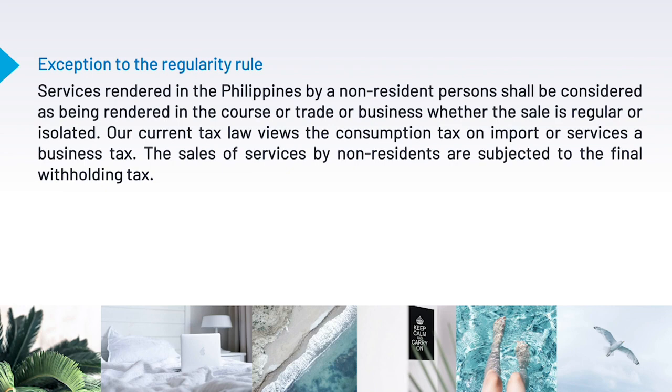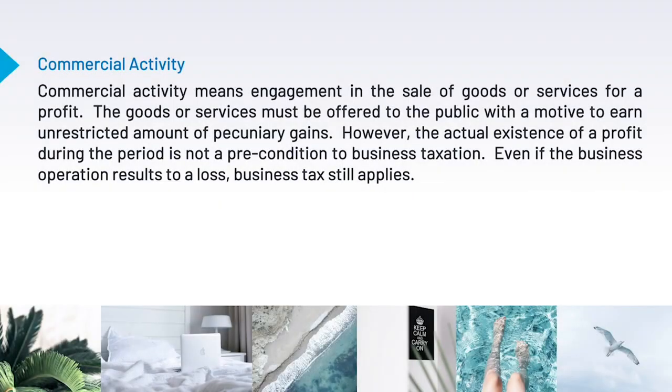Okay? Commercial activity. So kanina, di ba? Elements of business. Number 1 is the habitual engagement. Number 2, ano siya? Commercial activity. Para kung ma-consider, matawag ang activity as a business. So it means engagement in the sale of goods or services for a profit. So sales of goods or services for a profit. Kanina, may engage lang kamo, right? Ang regular engagement ninyo, so negosyo.